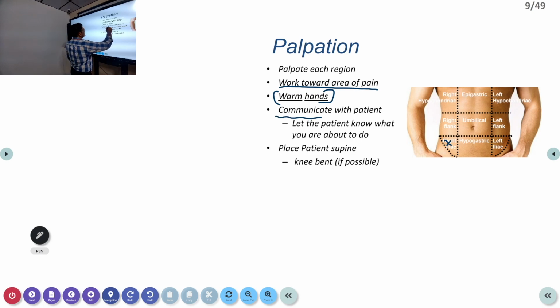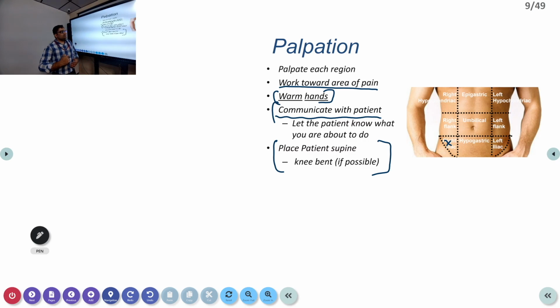Always communicate with the patient what you are going to do. Before examining, tell the patient what you are going to do, and then proceed. Relax the abdominal muscles. If you want to palpate the abdomen, or if there is some mass you want to palpate, always place the patient supine with the knees bent, so that the abdominal muscles are relaxed. Ask the patient to relax the abdomen.